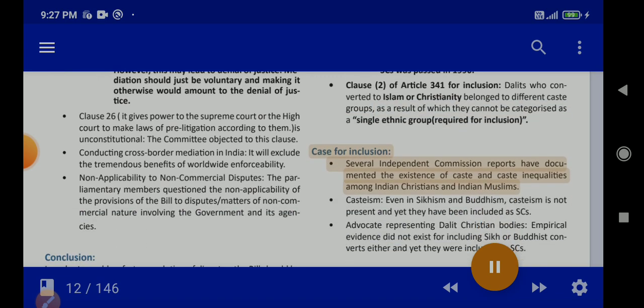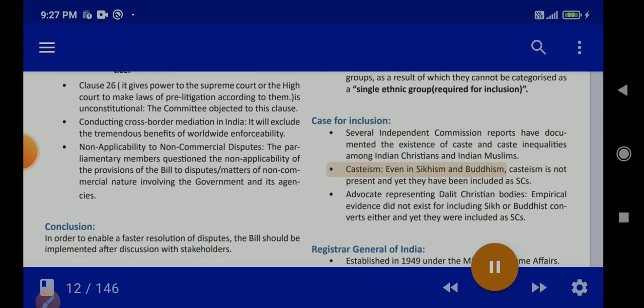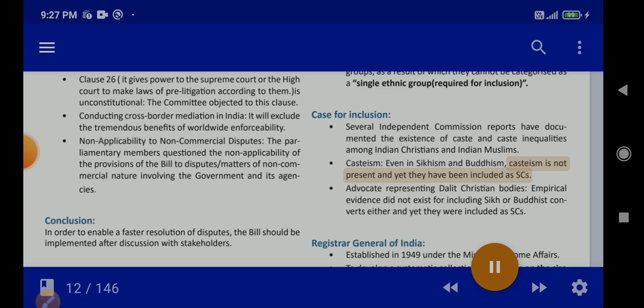Case for inclusion. Several independent commission reports have documented the existence of caste and caste inequalities among Indian Christians and Indian Muslims. Even in Sikhism and Buddhism, casteism is not present, and yet they have been included as SCs.